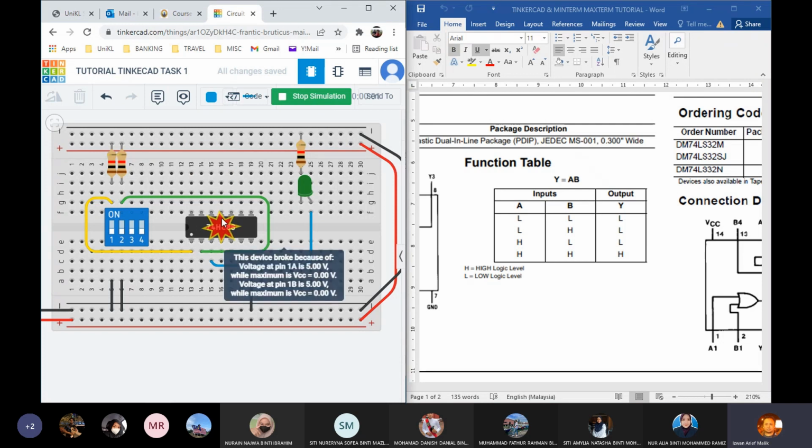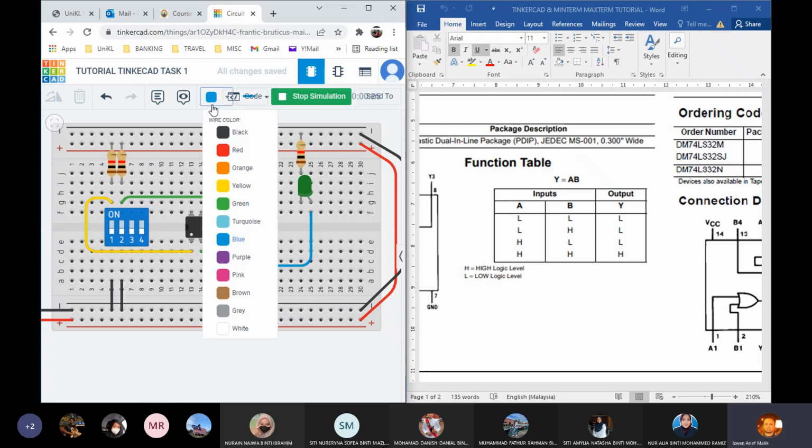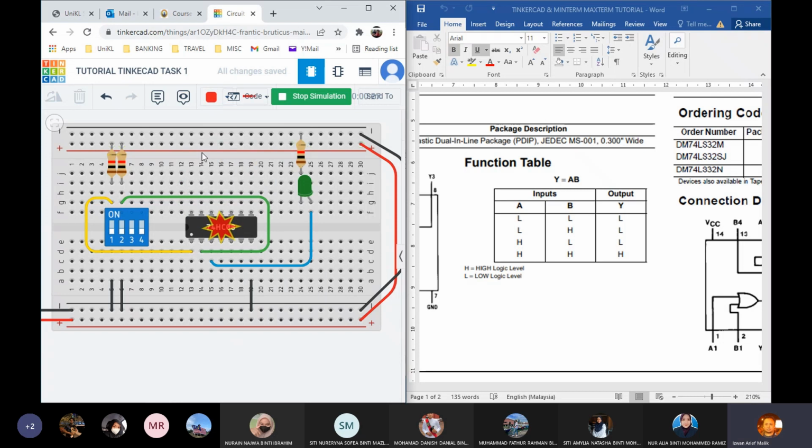So dia akan dekat sini akan keluar gambar macam ni lah, macam warning, kata dia there is a problem here. So bila dia tunjuk, dia akan beritahu lah apa dia punya problem. So problem dia this device broke because of voltage at pin 1A 5 volt with maximum VCC 0 volt. Sebenarnya apa yang terjadi, dia tak ada nilai VCC connected to it lah. Stop dulu.